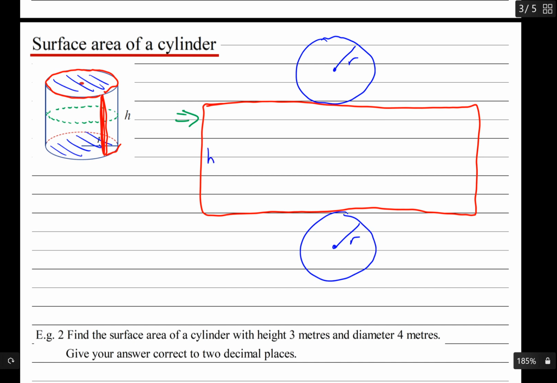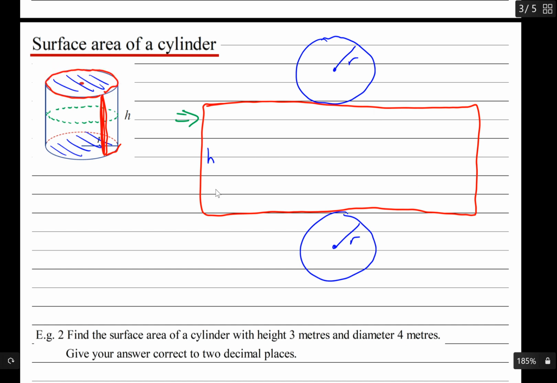And the other thing to consider is, what's this length going to be? Well, if you look very carefully, this length, the width of that rectangle, is going to represent the circumference of the circle at the top of the cylinder. So given that the radius is r, the circumference of the circle will be 2 pi r.